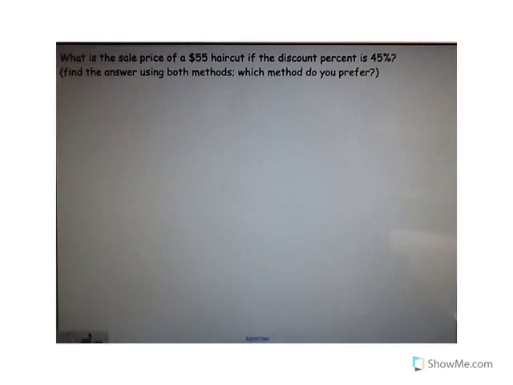So when the sale price of a $55 haircut has a discount percent of 45%, well, it's going to be 55 minus 45% times 55. Let's do it in both methods. So that's one way of doing it.